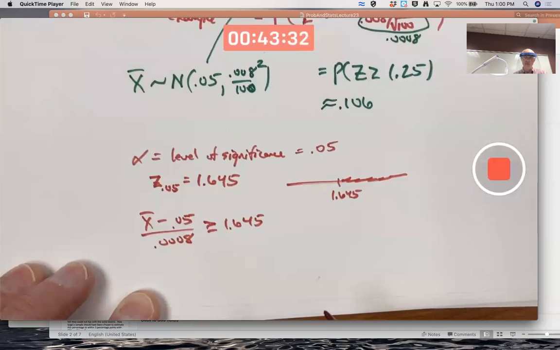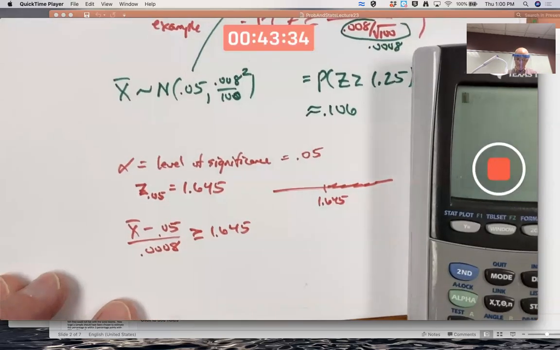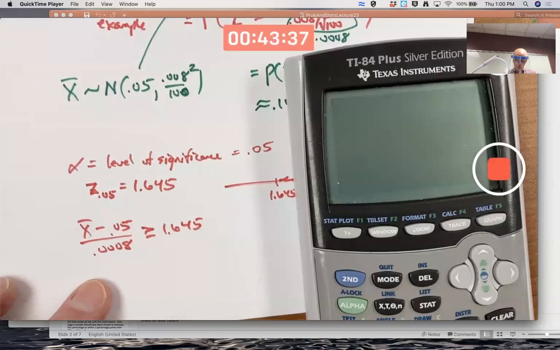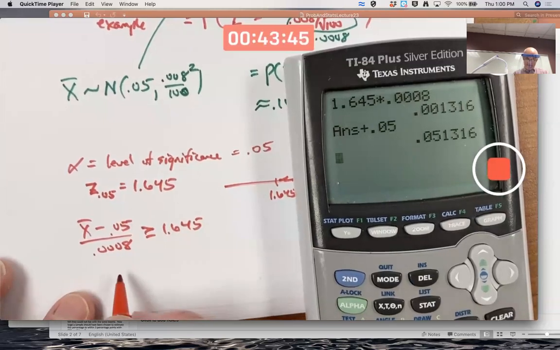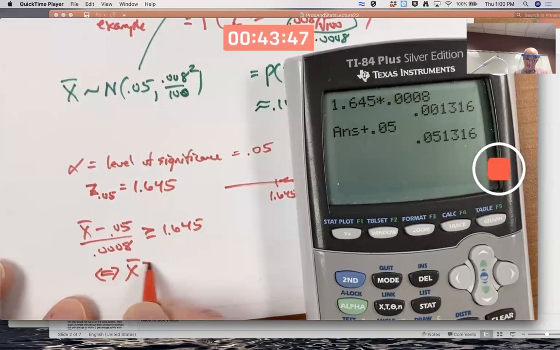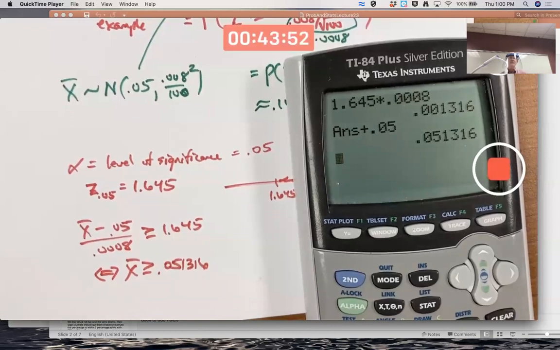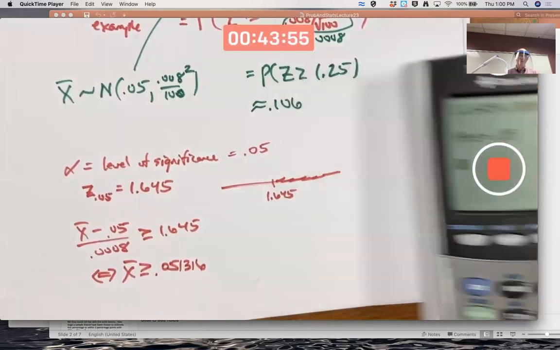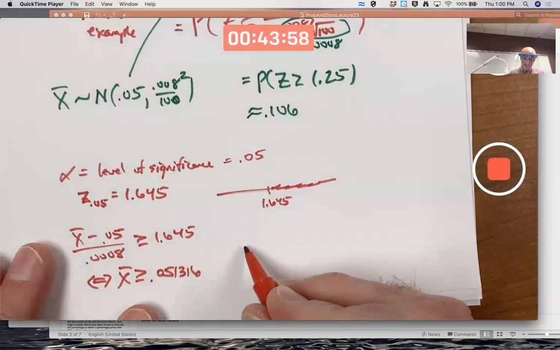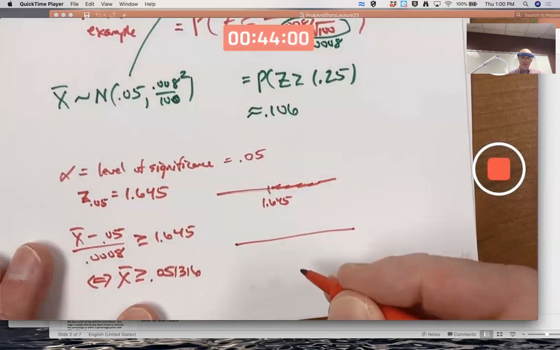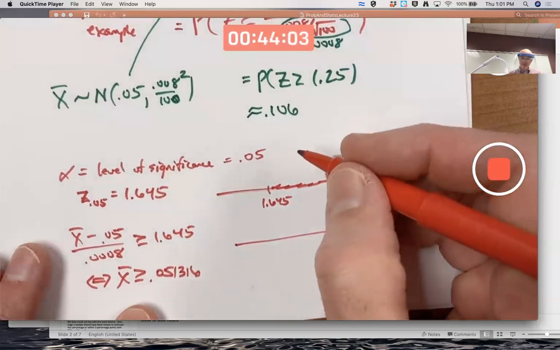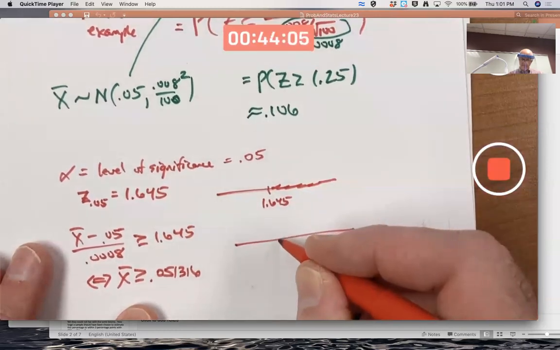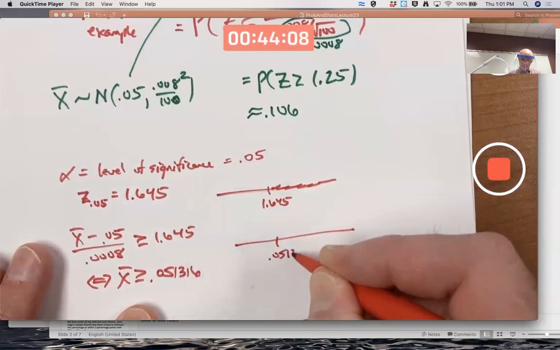I can solve this inequality for X bar. Multiply both sides by 0.0008. Then add 0.05 to both sides. This is equivalent to saying X bar is greater than or equal to 0.051316. Let's go ahead and use that many decimal places. In other words, the critical region for a right-tailed test in this situation at the 5% level of significance in terms of X bar is 0.051316 or greater.